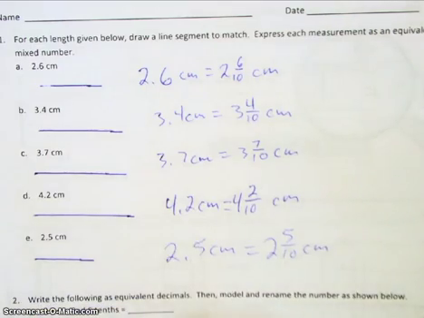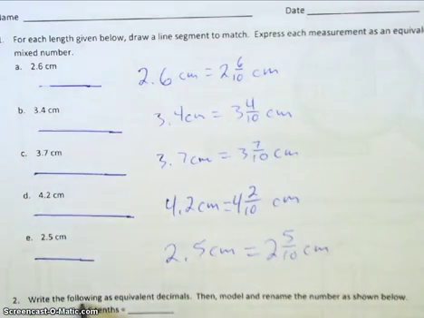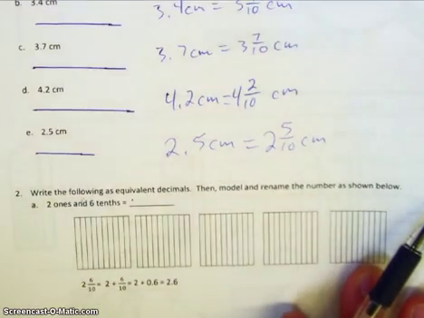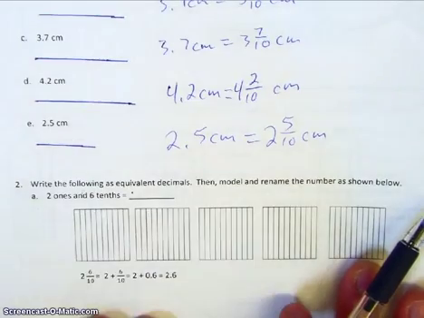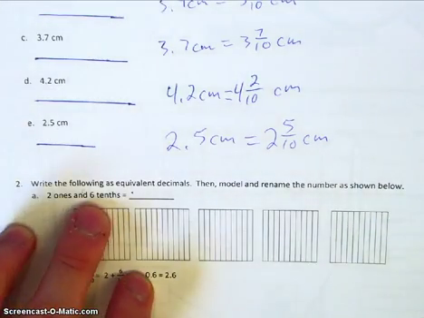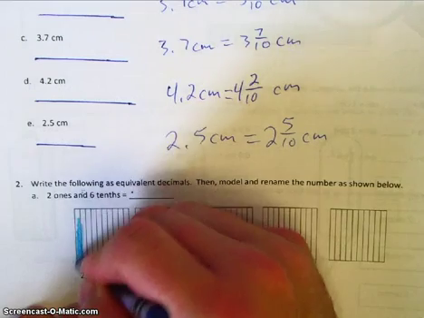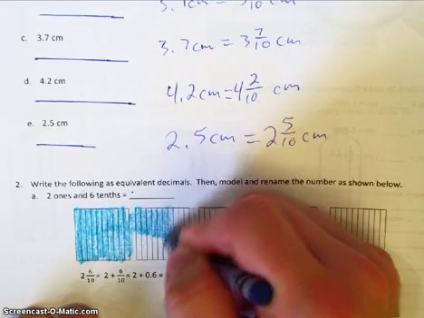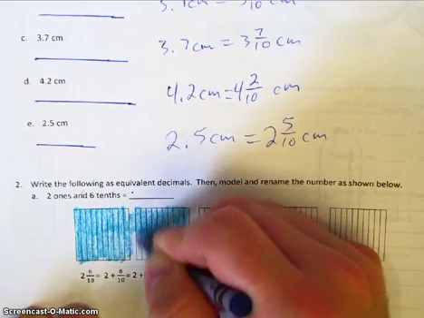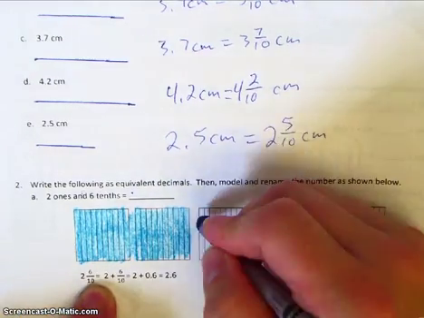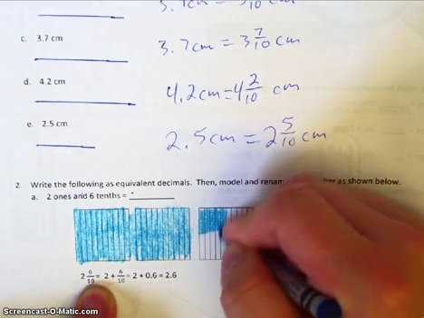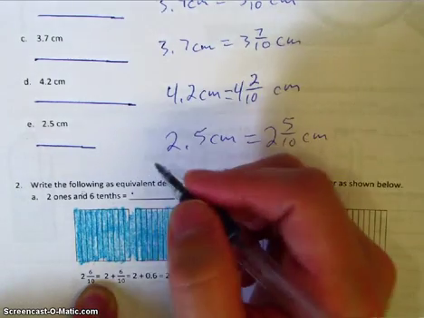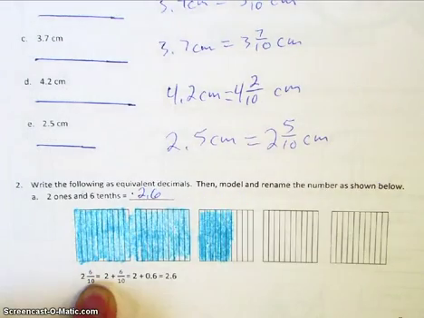For this next part, we're going to look at doing some shading. We're going to write the following as equivalent decimals. Then we're going to model and rename the number as shown below. So you can see the first one's been started for us here a little bit. So we have 2 1s and 6/10. So we're going to shade in 2 1s, so 2 full squares. And then we want 6/10, so we can count just 6 more tenths after that. So you'd have your 2 6/10 looking like this. Then we write it as a decimal underneath.